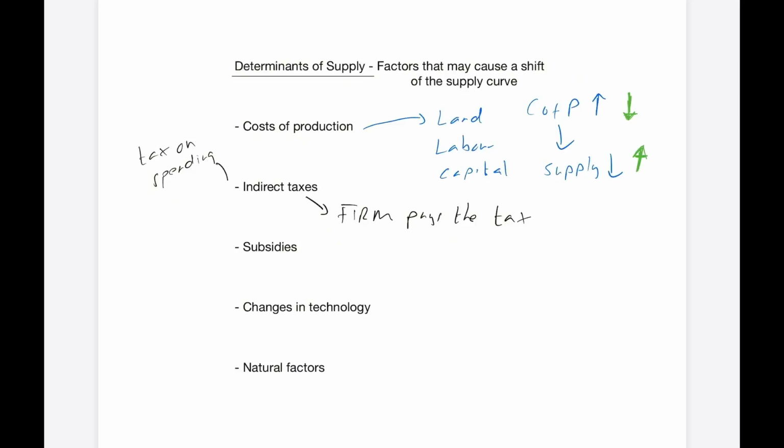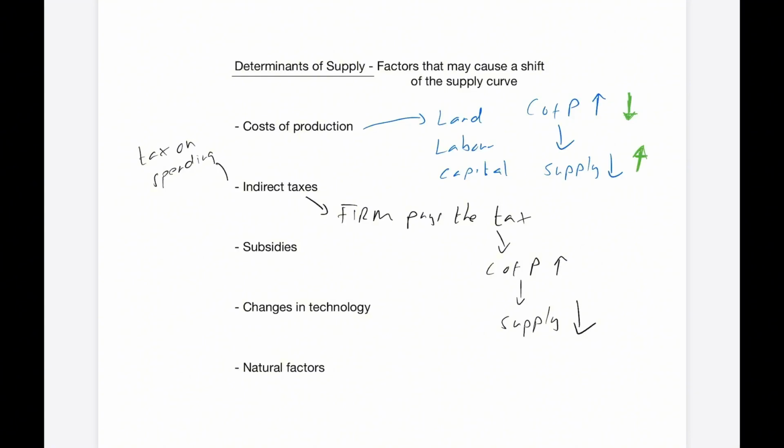Okay, so it's the firm that pays the tax initially. So therefore, if the firm pays the tax, okay, that means as a result, the cost of production will increase. And as a result of that, firms' willingness and ability to supply products will decrease, and therefore there will be an inward shift of the supply curve to the left.